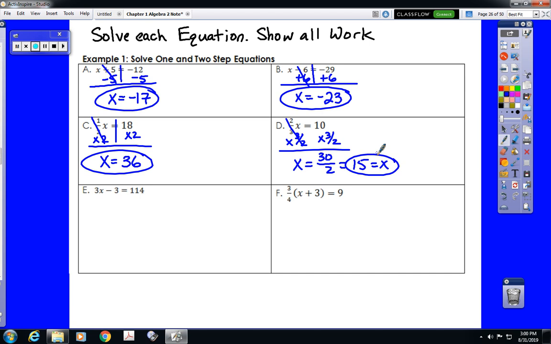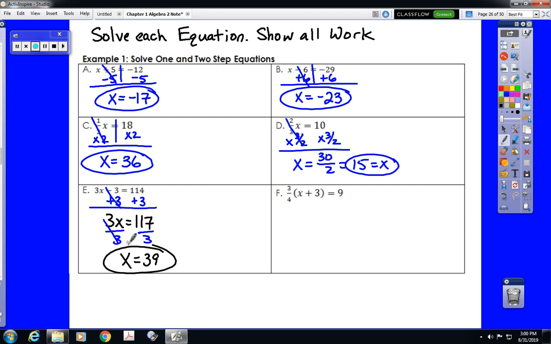Okay, so now we get down to letter E. Letter E is a two-step equation. To get rid of the -3, we're going to add 3 to each side of the equation, which will give us 3x equals 117. And then we are going to divide by 3, which gives us x is 19. I'm sorry, not 19. X is 39.